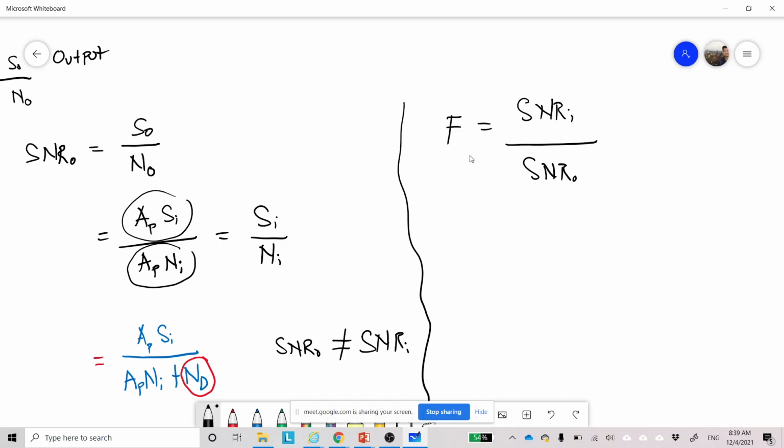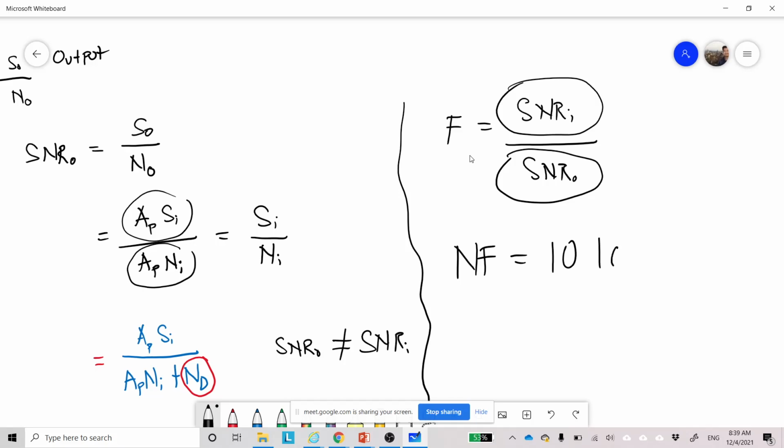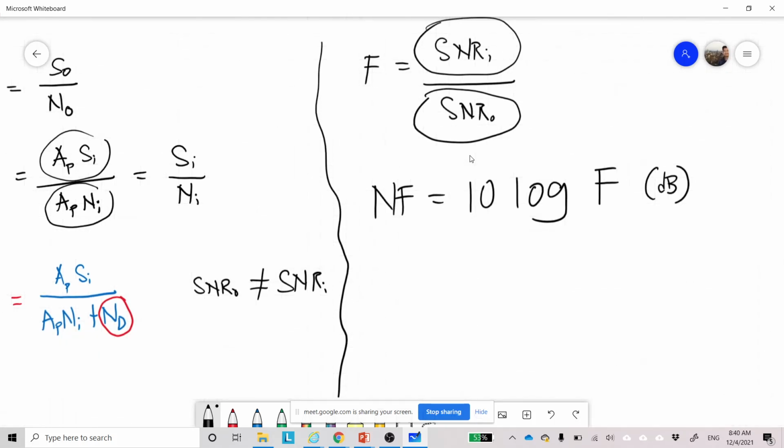Remember, for this one, make sure that both SNRI and SNRO are written in terms of absolute value, not in terms of decibel. Jangan tulis dalam sebutan decibel. When you do the division like this, SNRI and SNRO must be written in absolute value. The next parameter is the noise figure, which is equal to 10 log of F. The unit is decibel. In the ideal system, F is equal to 1.